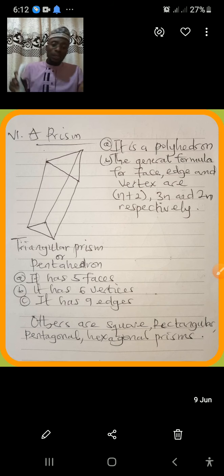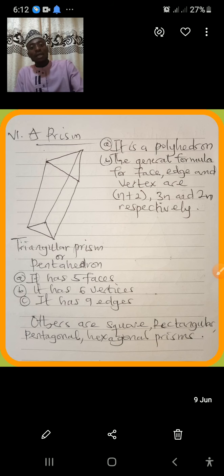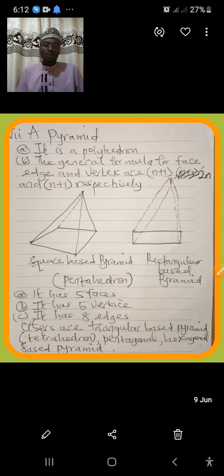So a prism can be in two forms. It can be in hedron and it can be in other forms. Like now, a triangular prism can also be called a pentahedron. And the next one is a pyramid. A pyramid is also a polyhedron as well. It has a general formula too.